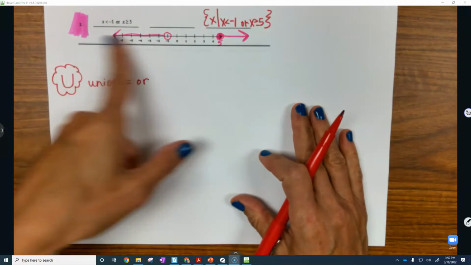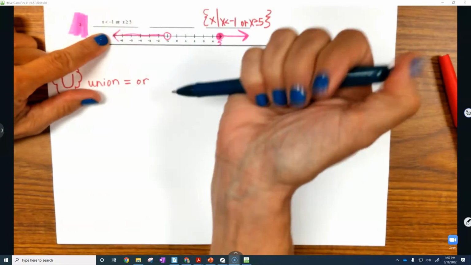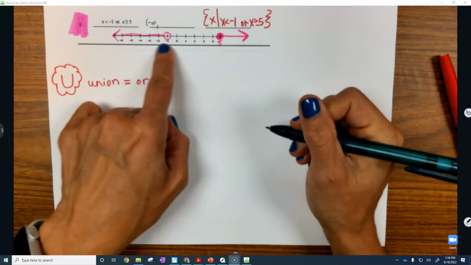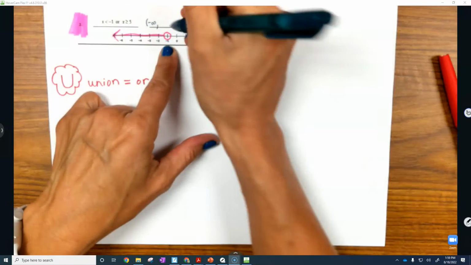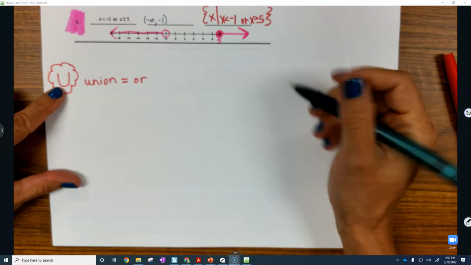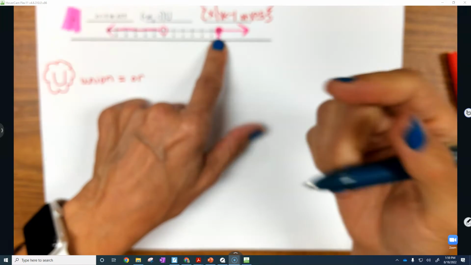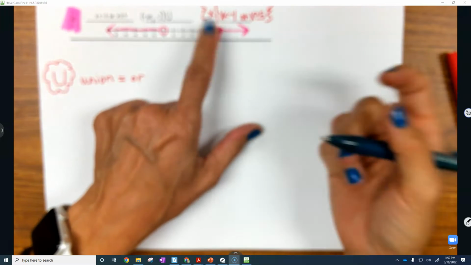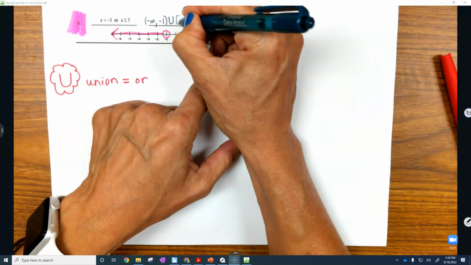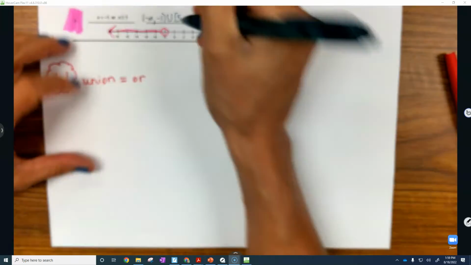So when we read this number line, just like a sentence from left to right, we are going to start with negative infinity. And the shading stops with the open circle at negative 1. So we're going to make sure we have a parenthesis there. Then we're going to draw this symbol, or. So we're going to jump over the space that's not shaded and pick up where it's shaded again. So I'm going to write a 5 with a bracket, and then I'm going to go ahead and finish with a positive infinity.